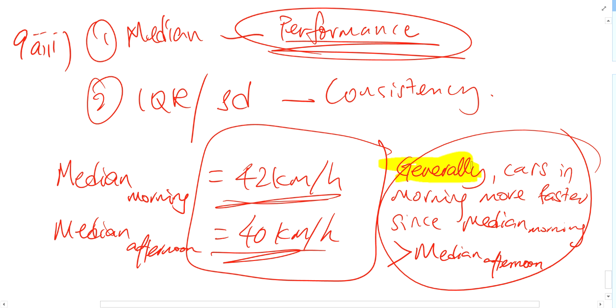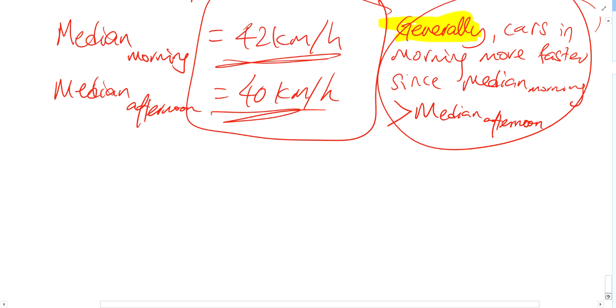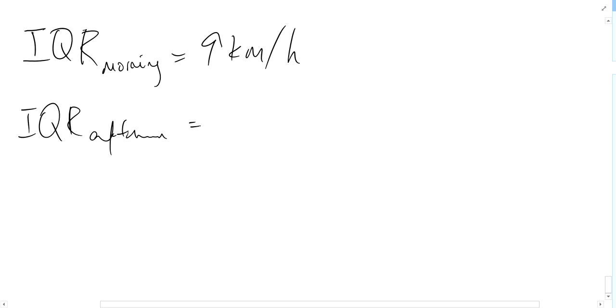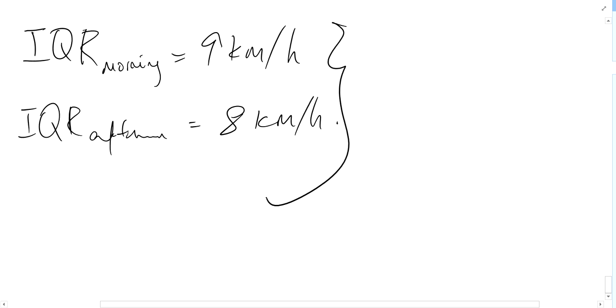Next thing, for our consistency, we're going to compare the interquartile range. You are supposed to spell it out, IQR, morning. We have, how much is it? 9 kilometers per hour. Interquartile range for the afternoon, 8 kilometers per hour. Okay, based on these two, you're supposed to talk about consistency. So right now the values are there, then what are you going to tell me about the consistency?